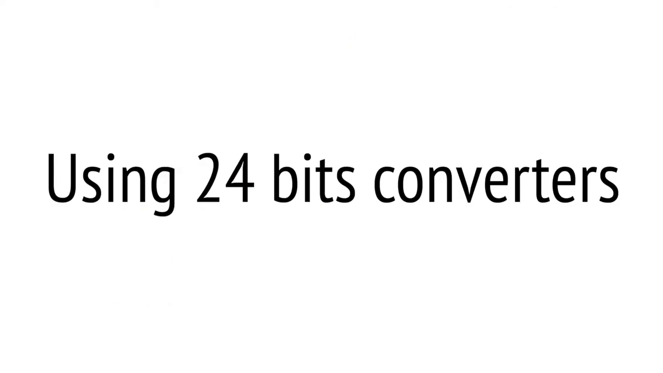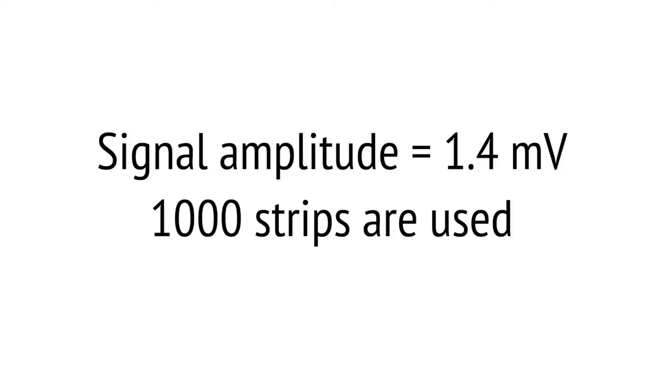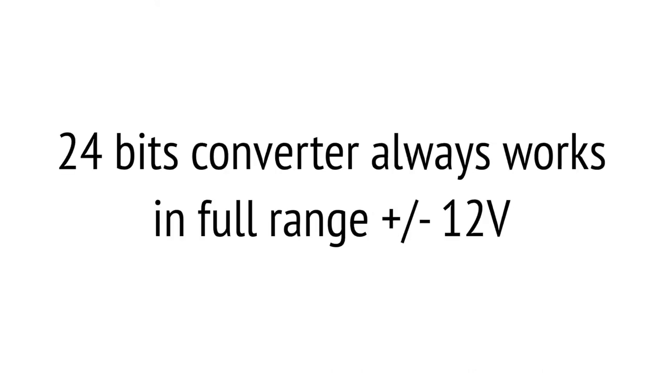All mentioned troubles don't exist if you use a 24-bit converter. The level or stripe width is 1.4 microvolts. If we have a signal with 1.4 millivolts peak, then the converter doesn't need any gaining because 1000 levels are used for conversion. And this is the main goal. The 24-bit converter works always in full range.